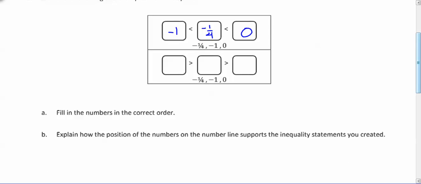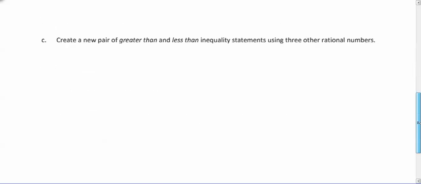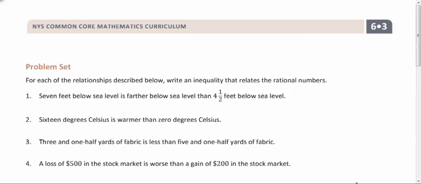Are we going least to greatest or greatest to least, everyone? Greatest to least. Very good. All right, so just reverse the order. So we have 0 first, negative 1/4 still in the middle, and negative 1 is our lowest number. All right, we're not going to spend a ton of time on that. Let's go to the next page.